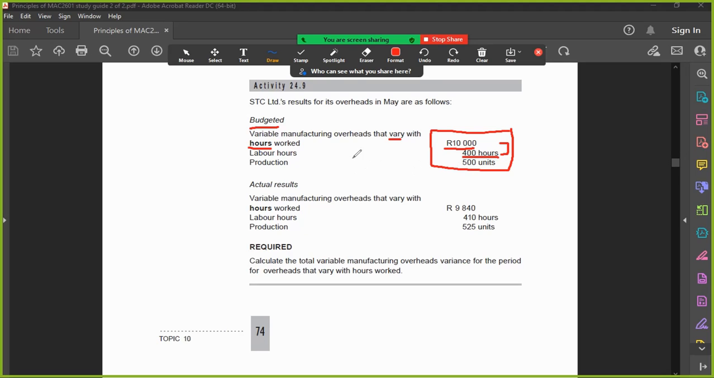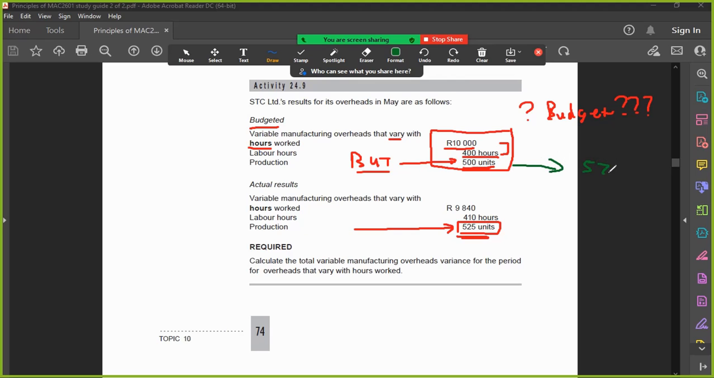But the production is only for 500 units. So now if I'm looking at 525 units, then what is the budget going to actually be? Does that make sense? Yes. Okay, because this is based on 500, not 525, so we'll have to use the 525. So you need to basically use a ratio to get this to 525.